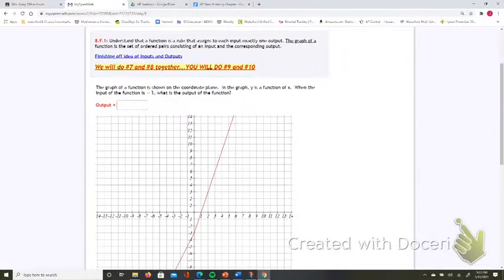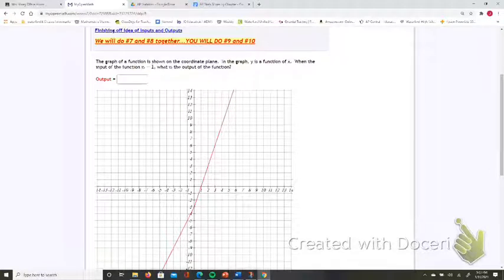Okay, number 8. Okay, same thing. We have a graph, and they gave us the same input. So the input is -1. So remember that the input is the x. So we go to where x is -1 right there. And remember that we have to stay on -1. We can't move away from the -1.